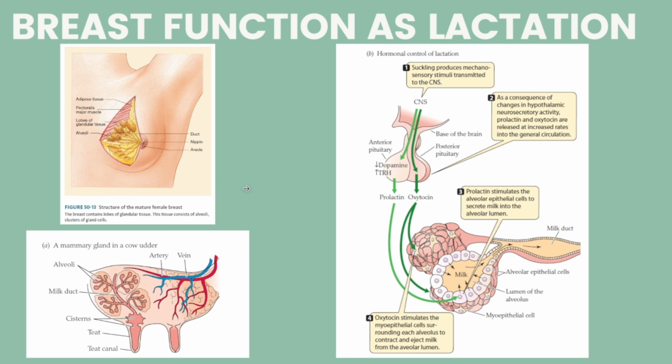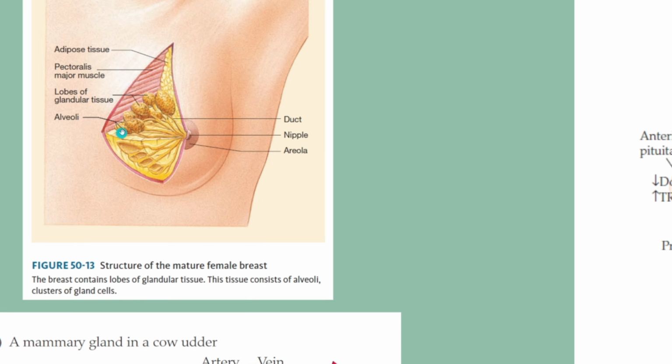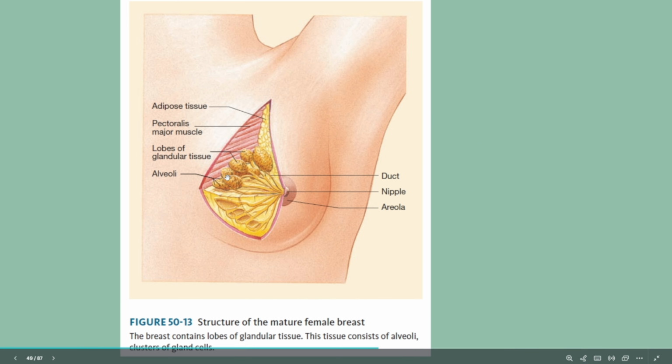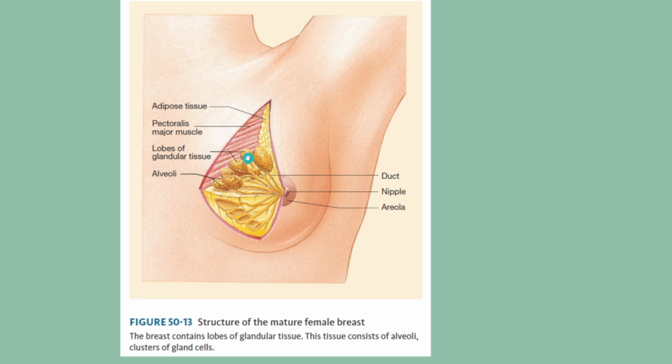So you can see this is the breast structure. Normally each breast consists of 15 to 20 lobes of glandular tissue, consisting of many hollow and spherical glandular structures called alveolus connected to the milk ducts. In one breast there are many lobes of glandular tissue, and in each glandular tissue they have many structures we call alveolus.